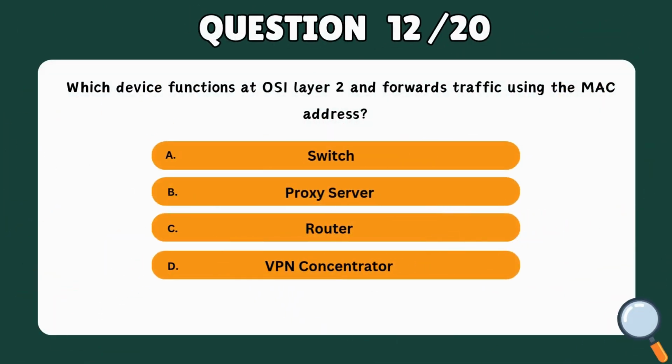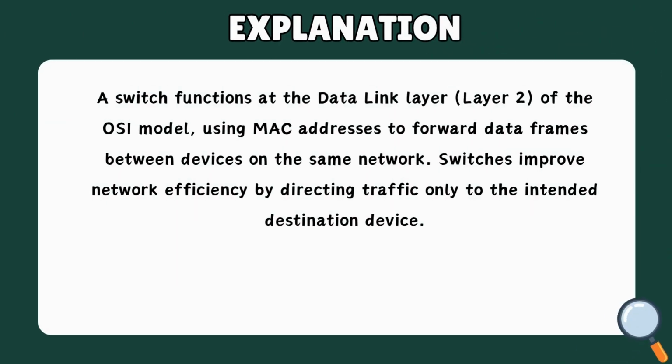Question 12. Which device functions at OSI Layer 2 and forwards traffic using the MAC address? A. Switch. B. Proxy server. C. Router. D. VPN concentrator. Correct answer, A. Switch. A switch functions at the data link layer, Layer 2, of the OSI model, using MAC addresses to forward data frames between devices on the same network. Switches improve network efficiency by directing traffic only to the intended destination device.